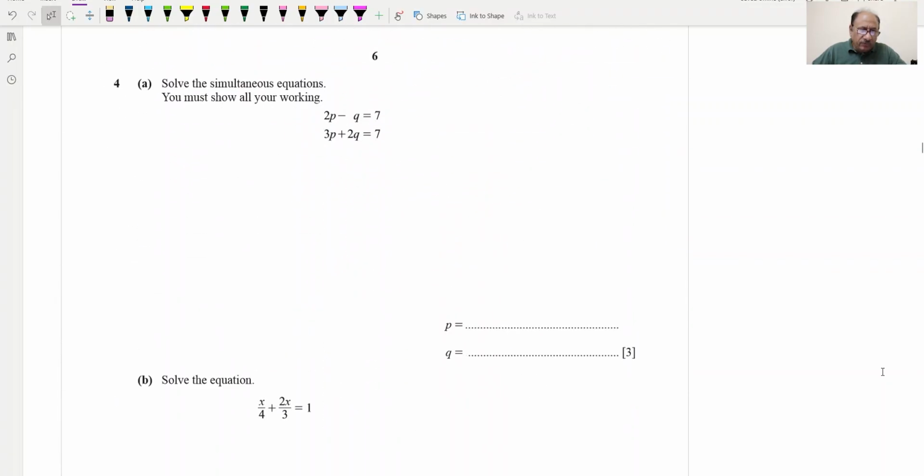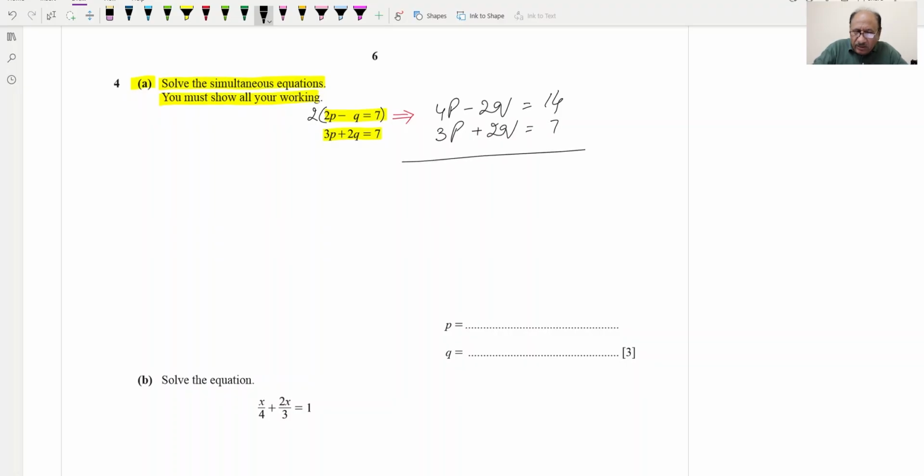Now let us move to question number 4. Question number 4 is simultaneous equations part 1. Solve the simultaneous equations. You must show all your working, and two equations, equation 1 and equation 2, are provided. To equalize the coefficients of q, we will multiply equation 1 by 2, so it will be 4p minus 2q is equal to 14, and the second equation we can copy as it is, 3p plus 2q is equal to 7.